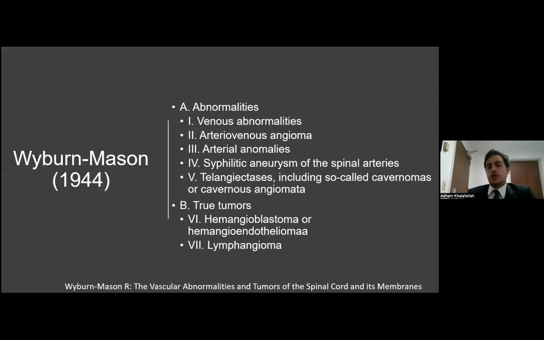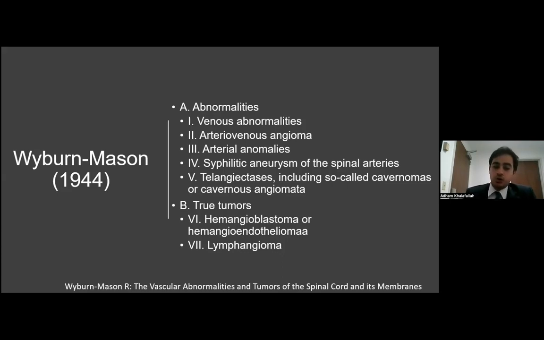Wyburn-Mason also started developing his own classification, which differed from the one from Cushing and Bailey, by understanding a little bit more about the venous abnormalities versus the arteriovenous and arterial anomalies, and defining what the telangiectasias were, which were called back then a cavernoma or cavernous angiomas. And he also talked about the different tumors: hemangioblastomas, hemangioendotheliomas, and lymphangioma.